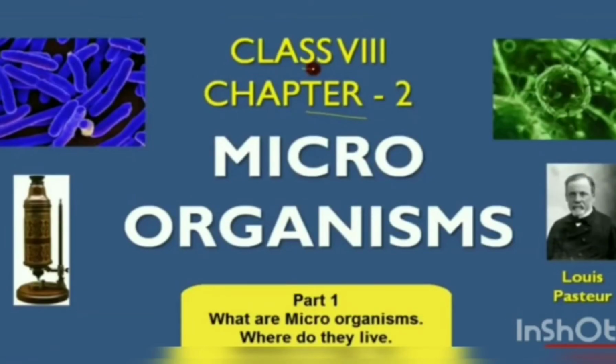Here we are starting with chapter 2, that is Microorganisms: Friends and Foe. In this first part, we will learn about what microorganisms are, where they live, microbiology and the microscope. So students, first of all, we need to learn what a microorganism is. Micro means small and organism means living creature. So microorganism means small living creatures.